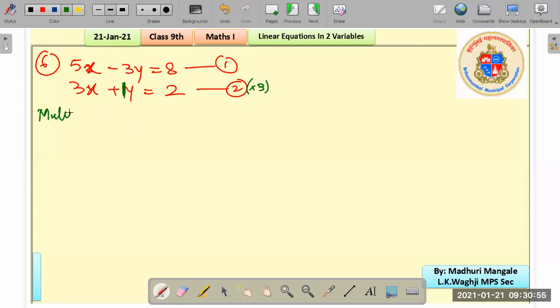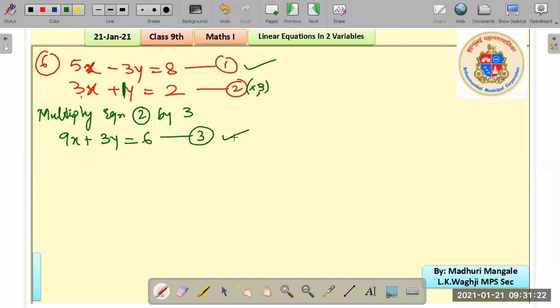So the first step, multiply equation 2 by 3. So 3 times 3x, that will give 9x, plus 3 times y will give 3y, equals 3 times 2, that is a 6. And then this is numbered as equation 3. Now compare equation 1 and equation 3. The y terms are same. What should be done? Should we add or should we subtract? Since both the signs are different, we can clearly add and cross them out.